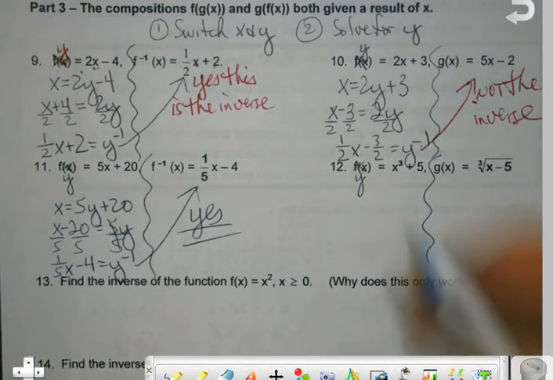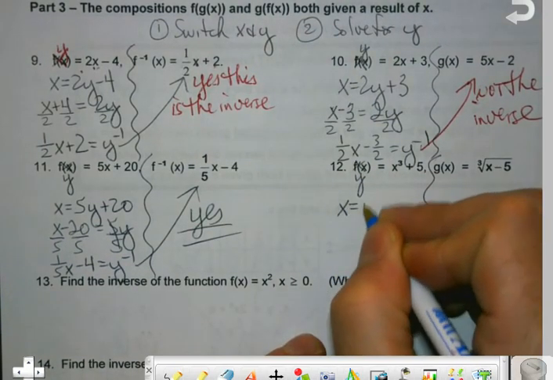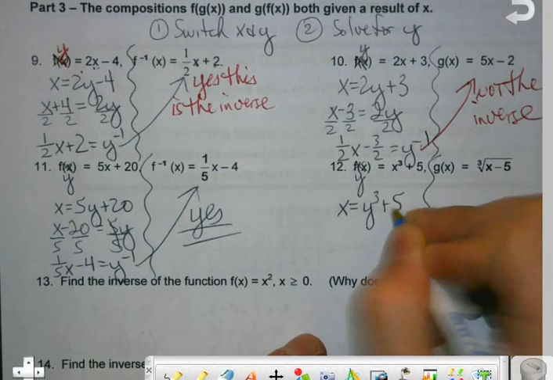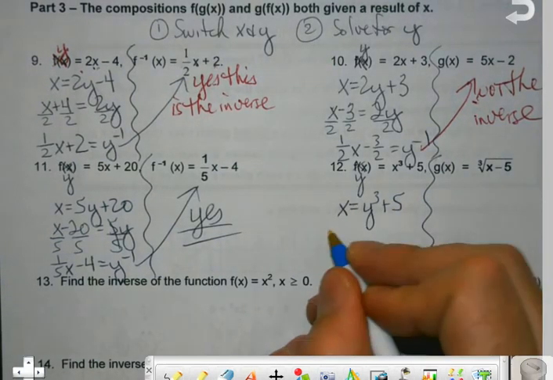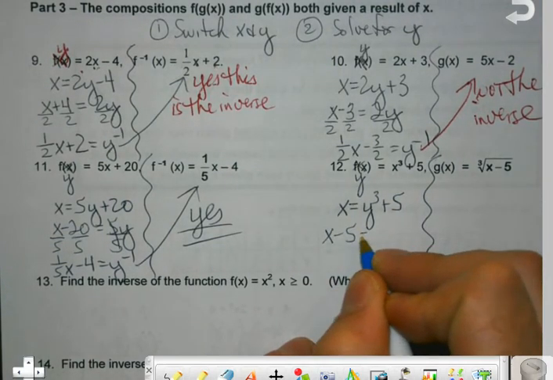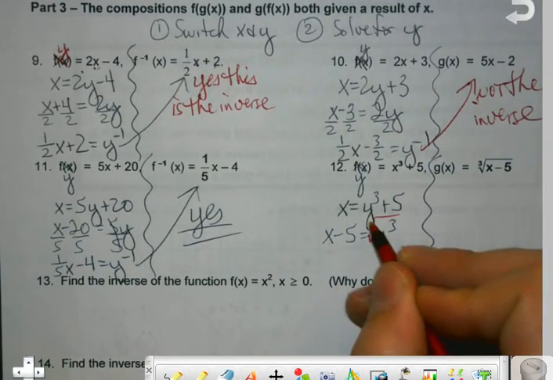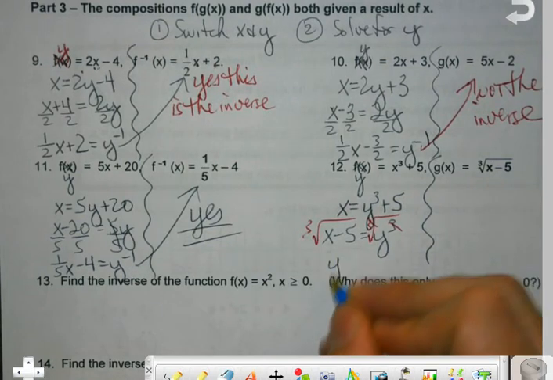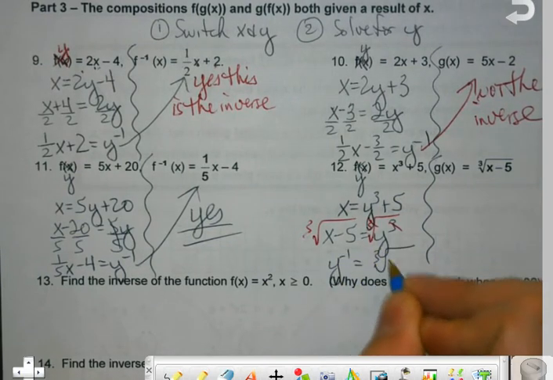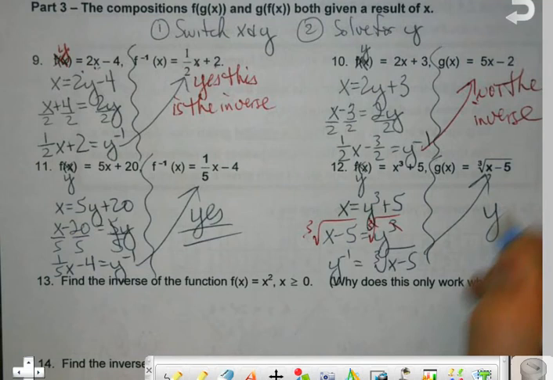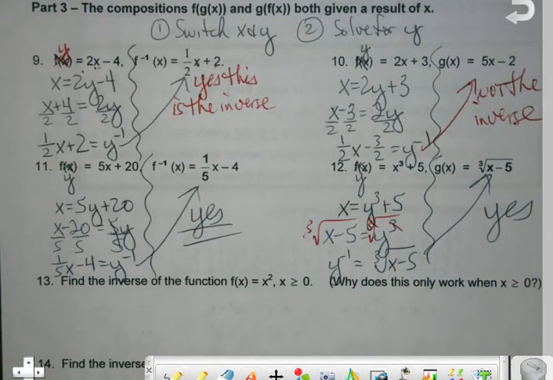Okay, so there's y. So switch them. Minus the 5 on over. Yep, and I've got a cube root this one. The cube root of x minus 5, and again, we have a winner. So again, keep things simple. Keep it simple.